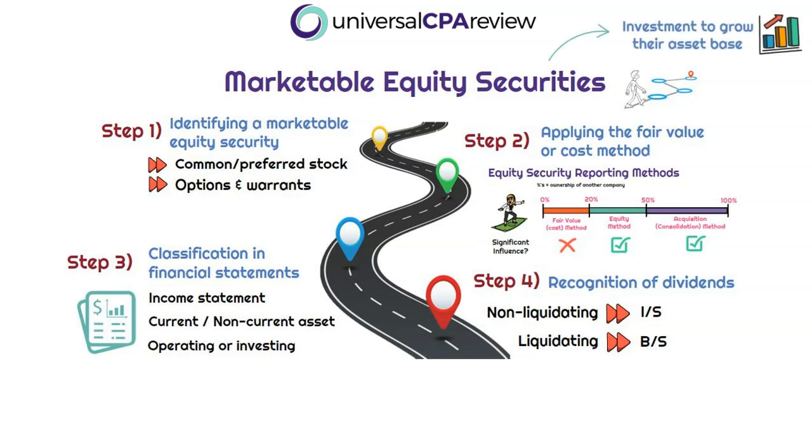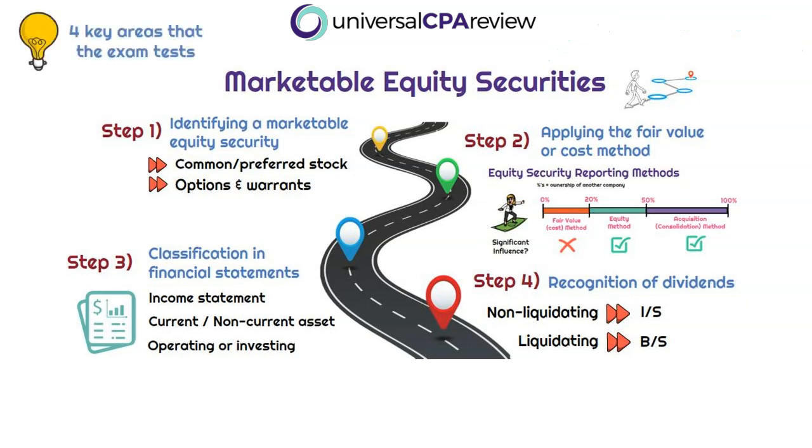These are something that the company would buy as an investment. So we've laid out in this mental map the 4 steps or the 4 key aspects of marketable equity securities that we need to nail down for the exam so that we're ready for any type of multiple choice question or simulation that the AICPA might throw at us.